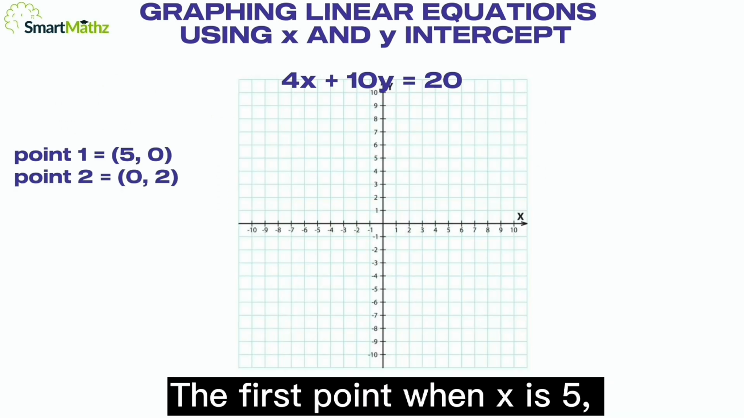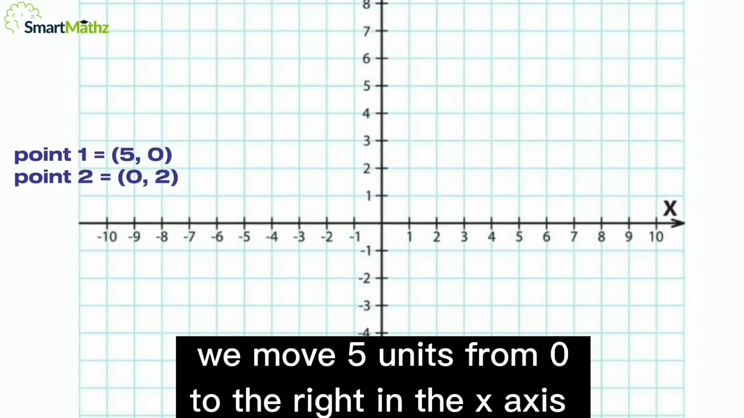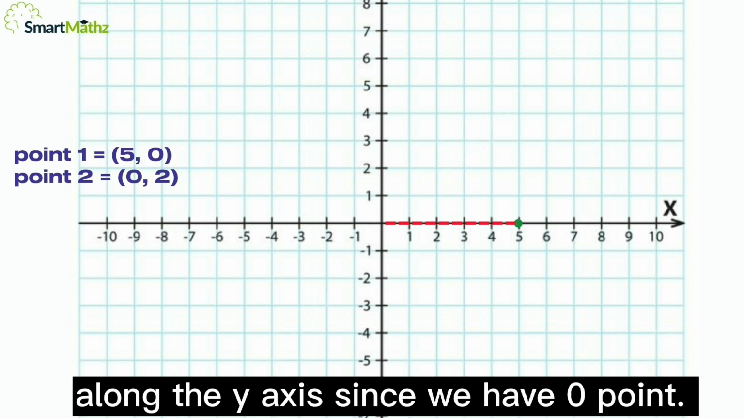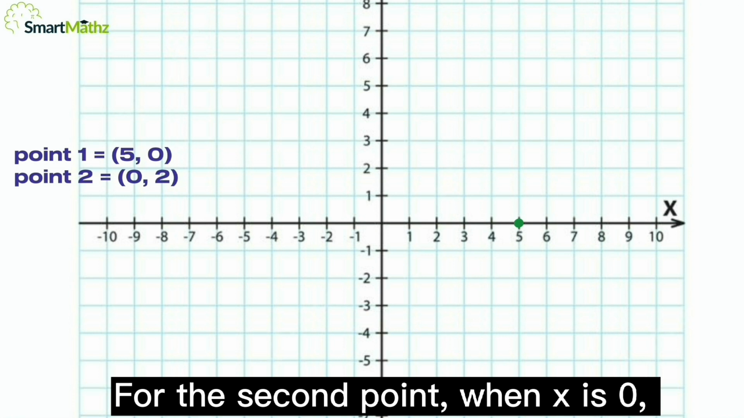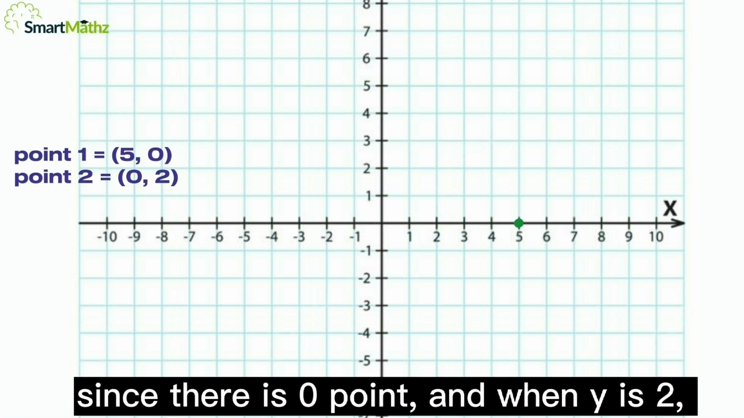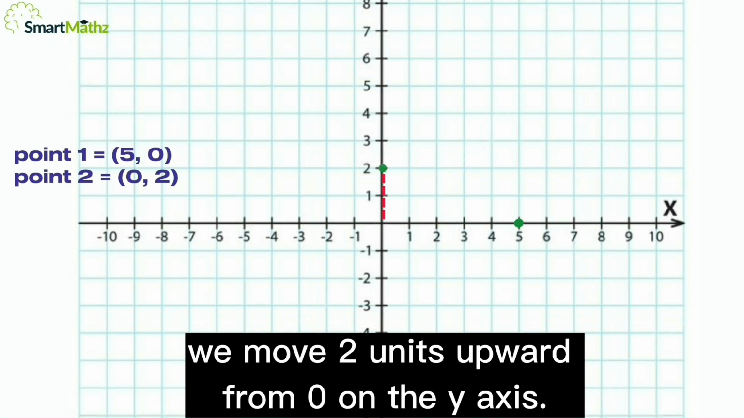The first point, when x is 5, we move 5 units from 0 to the right on the x-axis. And when y is 0, there will be no movement along the y-axis, since we have 0 point. For the second point, when x is 0, there will be no movement in the x-axis, since there is 0 point, and when y is 2, we move 2 units upward from 0 on the y-axis.